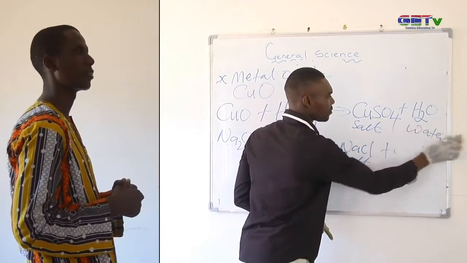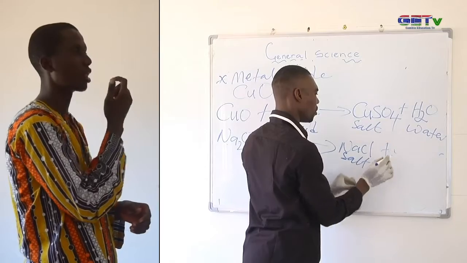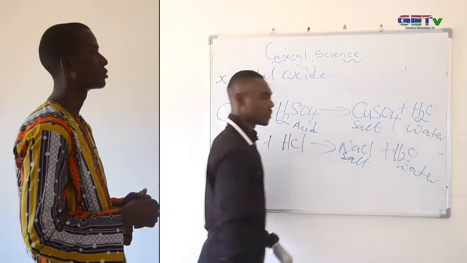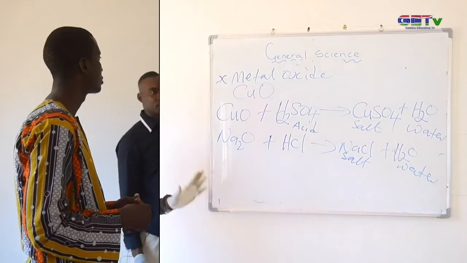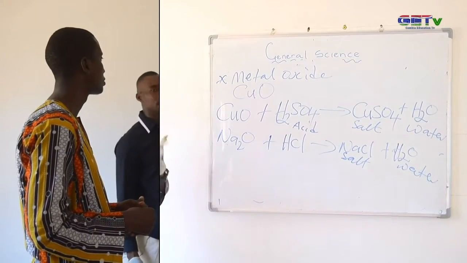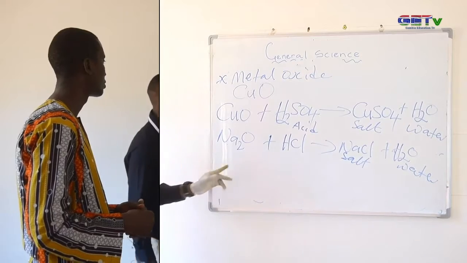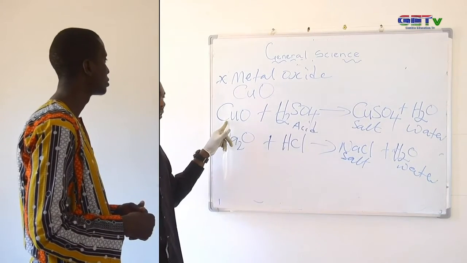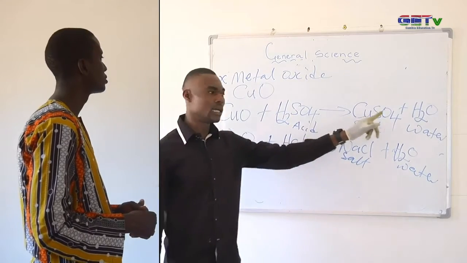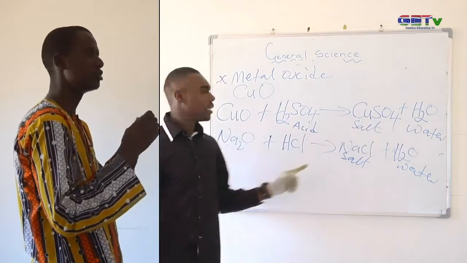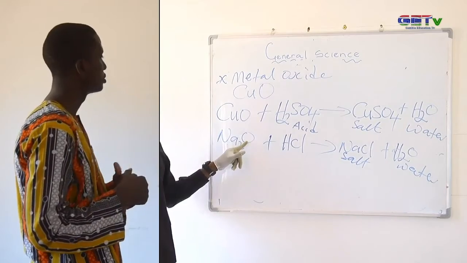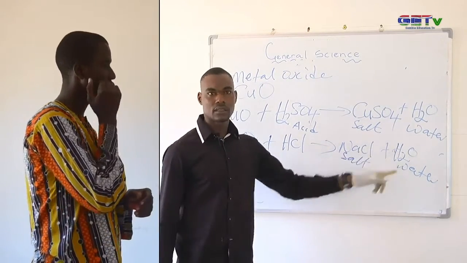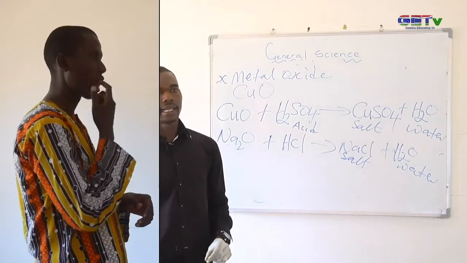Water. That is H2O, which is water. So you can use any metal oxide. Any element or compound that's a metal oxide can combine with any acid to produce salt and water. If you use copper oxide with sulfuric acid, you are going to have copper sulfate and water. If you use sodium oxide and hydrochloric acid, you are going to have sodium chloride as a salt and water. I hope that is very clear now.